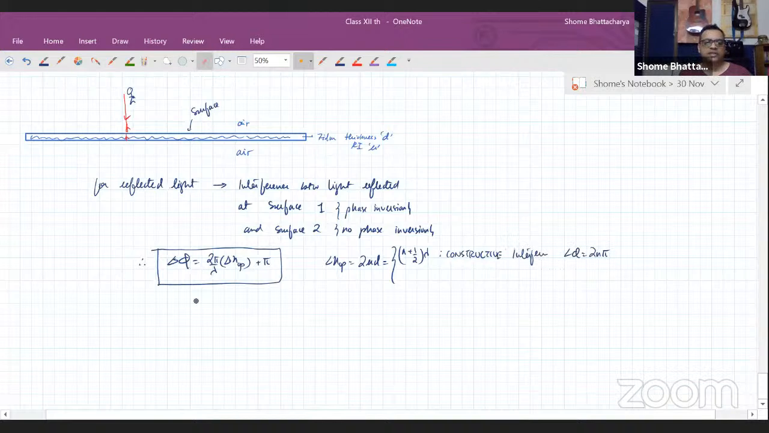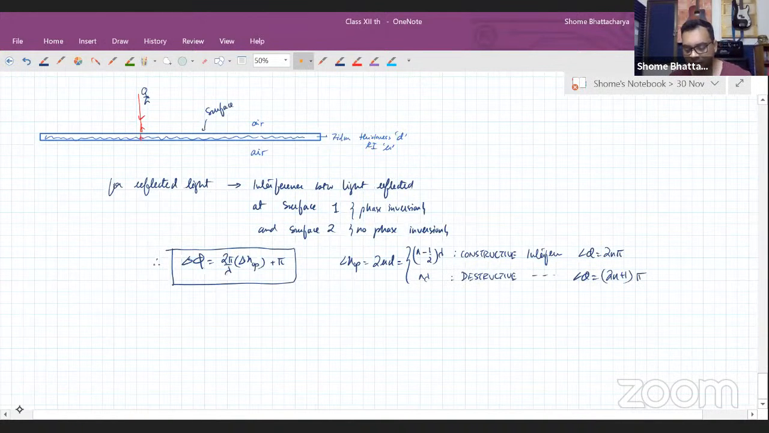Okay, so this is the variation case to remember. Okay, guys, so this is about your single, sorry, interference at thin film.